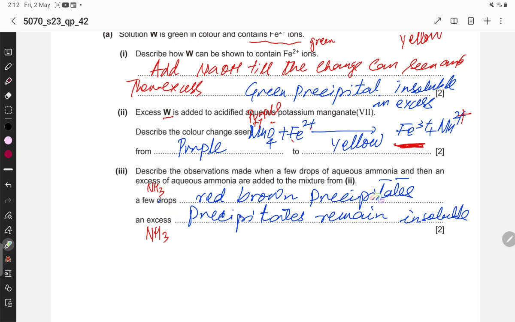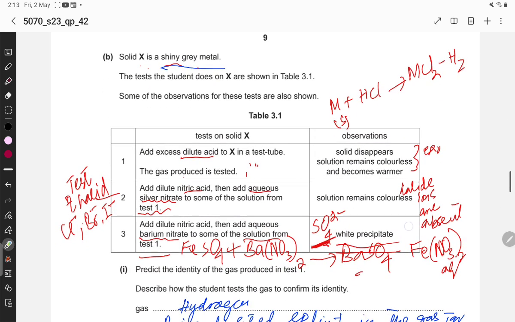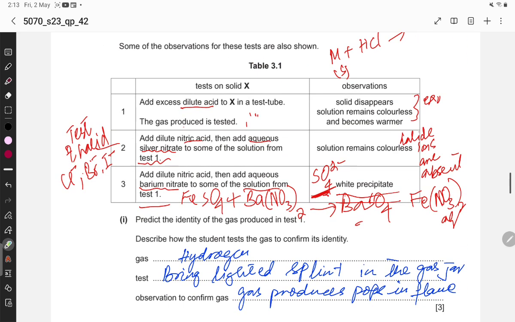A few drops give a red-brown precipitate of iron(III), and in excess ammonia the precipitate remains insoluble. Solid X is a shining gray metal. The tests the student does on X are shown in Table 3.1. Some of the observations for these tests are shown. Add excess dilute acid to X in a test tube. The gas produced is tested.